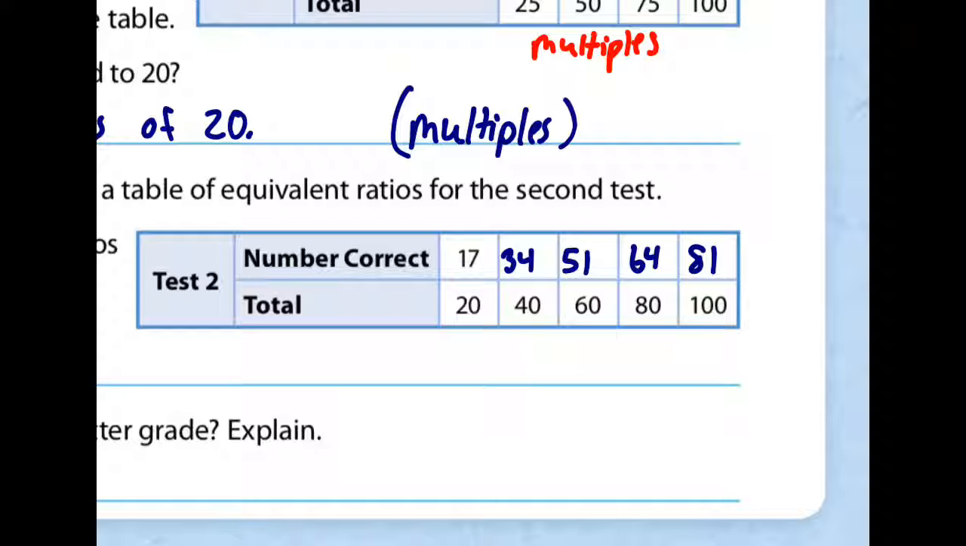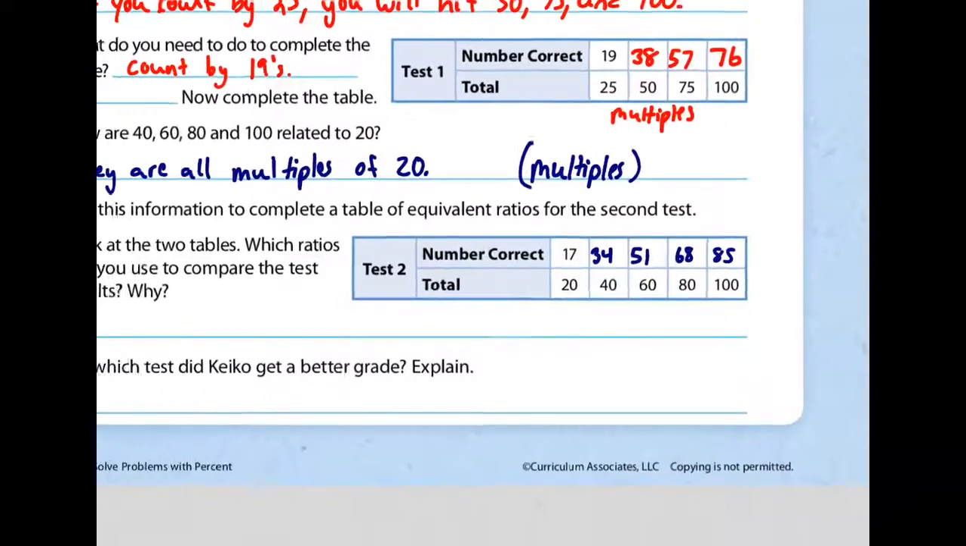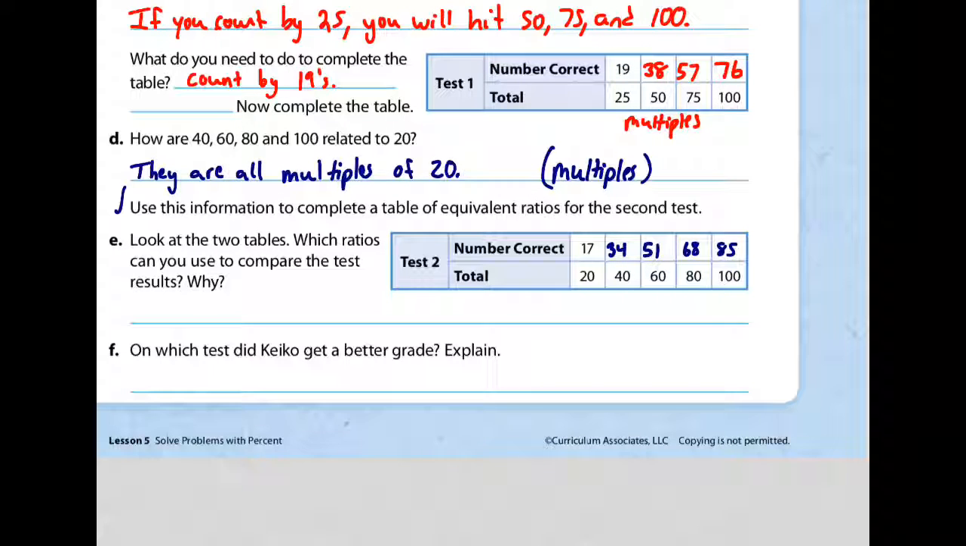Oh, no, sorry, guys. I screwed that up. So I screwed up the last two. So 51 plus 17 is 68, not 64. Plus 17 is 85, not 81. So sorry about that. All right, now, E says, look at the two tables.